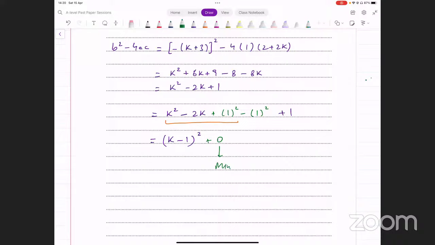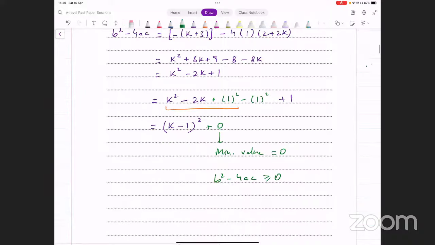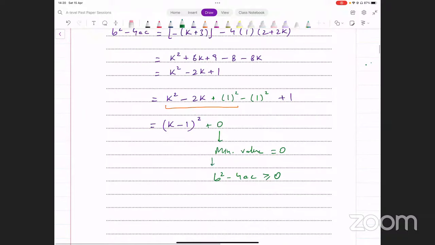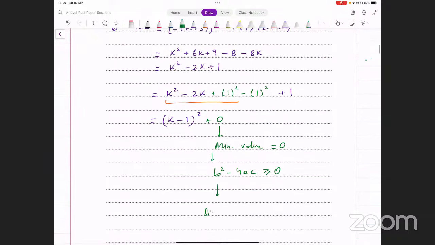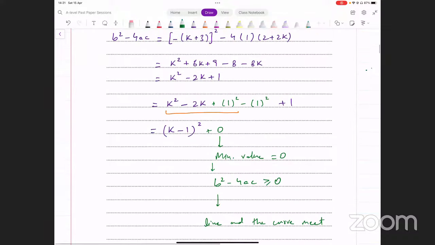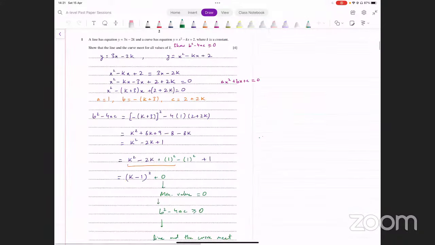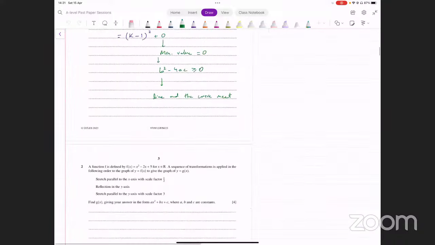Minimum value जो आपके पास यहाँ पर आती है इस expression की, that is equal to 0, which means b² - 4ac is going to be greater than or equal to 0 for all values of k, and that proves that the line and the curve, they always meet in this case, no matter what the value of k turns out to be. Okay, so you could do it any one of these two ways. Both of them will work. All right, so that was the first question that you have here. Let's move on. Let's look at the next one.